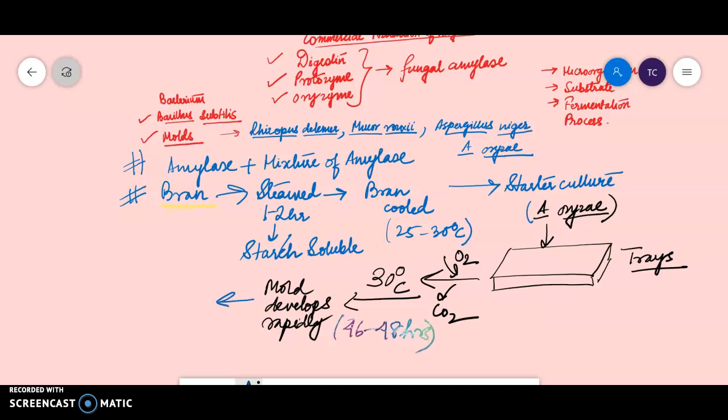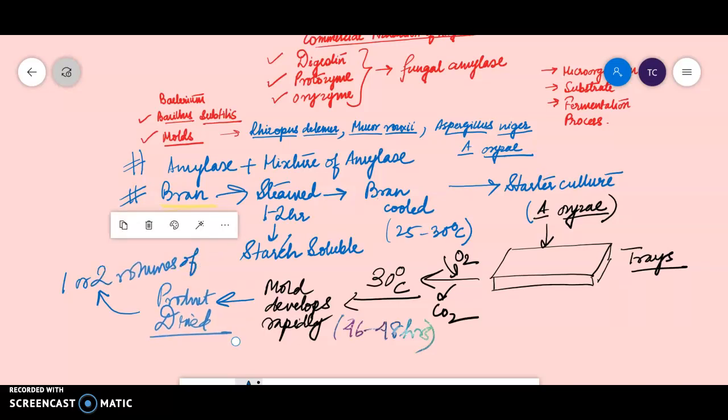So now the product, that is your amylase, is basically dried. So why is it being dried? It is being dried to prevent bacterial action, and ultimately it is extracted by 1 or 2 volumes of water, and then it is preserved. So this is the basic mechanism of your amylase production.